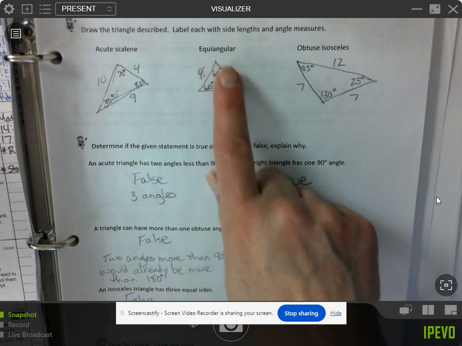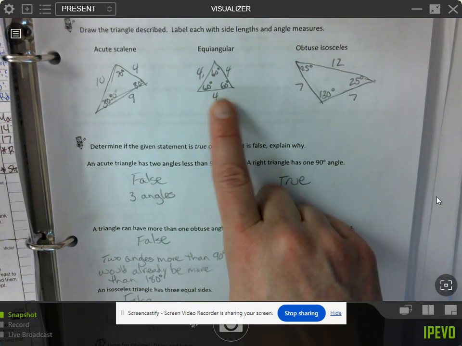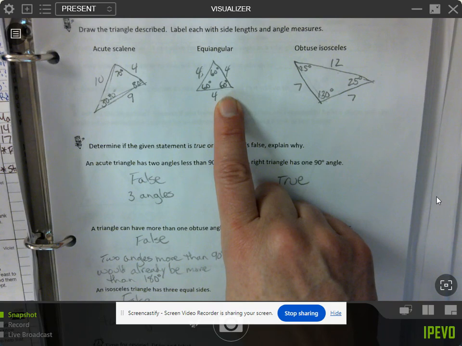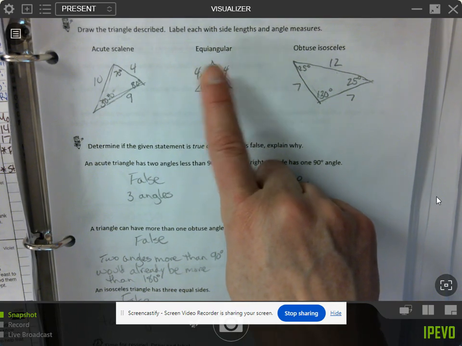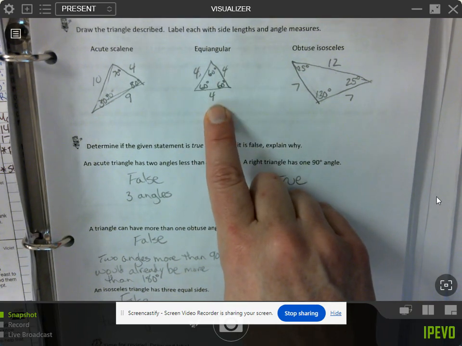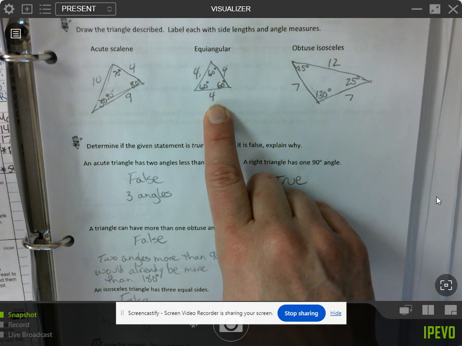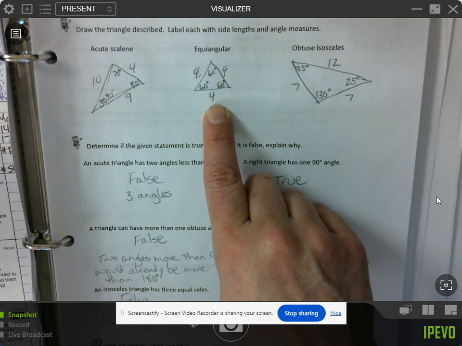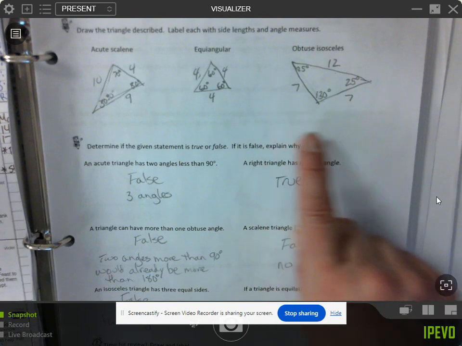For equiangular, we know every angle has to be 60 degrees. And if it's equiangular, we know it's also equilateral. So all three sides are the same measurement. All three angles are 60 degrees. And yes, it has to be 60 degrees. You can't put 40, 40, 40, because then it's not a triangle. It doesn't equal 180 degrees. They have to be 60 degrees each.